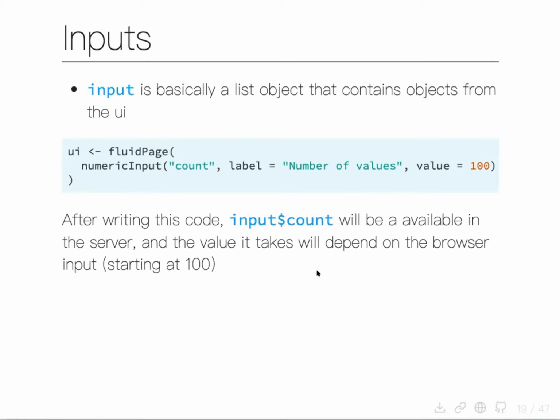But after writing this code, we're going to have an object called input$count, right? And the value it takes will depend on the input that is supplied to it. But it's going to start at 100. So if the input changes to 32, then input$count will be 32, and it'll just change based on whatever the UI is passed to it.